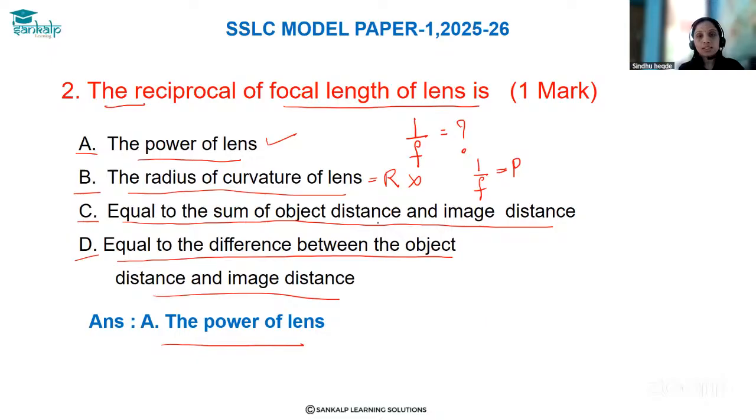The sum of object distance and image distance is u plus v. This is also not equal to 1 by f. And the difference between the object distance and image distance is u minus v. This one is also not equal to power P. So the correct option is the power of lens, that is option A. Thank you.